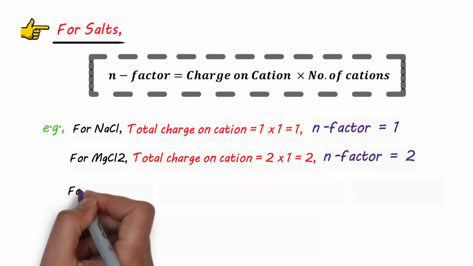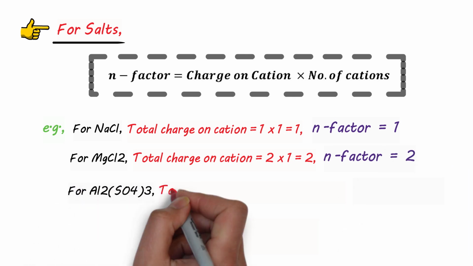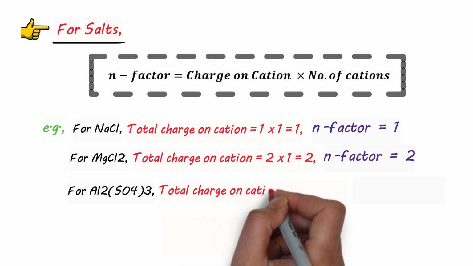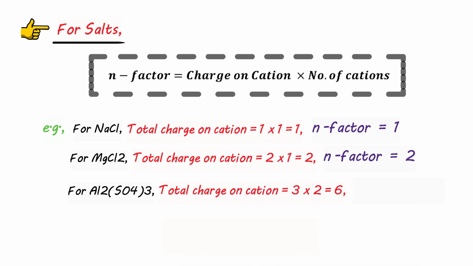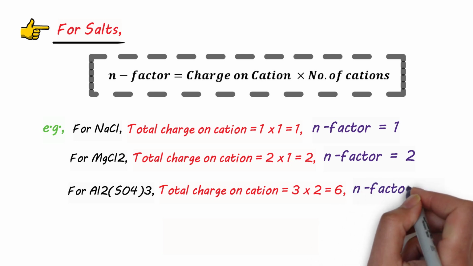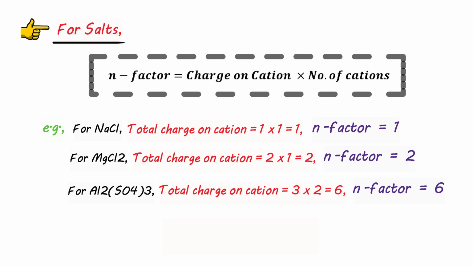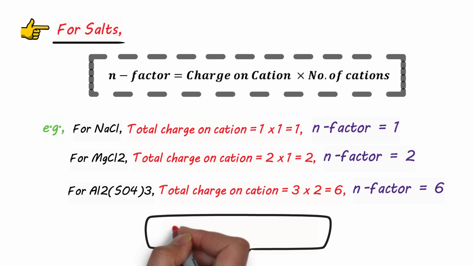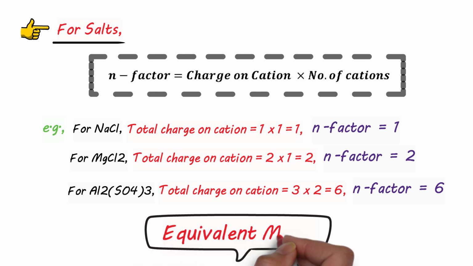Similarly, for aluminum sulfate, total charge on cation will be equal to 3 into 2, that's equal to 6, because aluminum is having a charge of +3 and there are 2 aluminum ions in it. So N factor will be equal to 6. In these cases also, you are asked to find the equivalent masses.